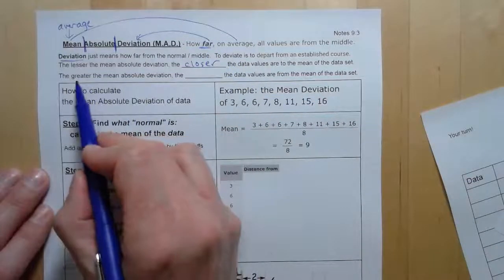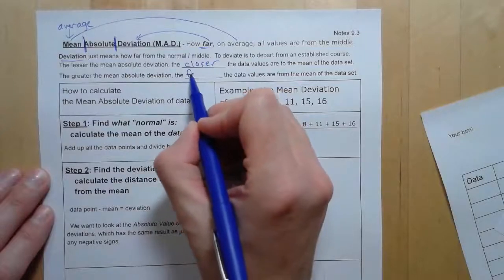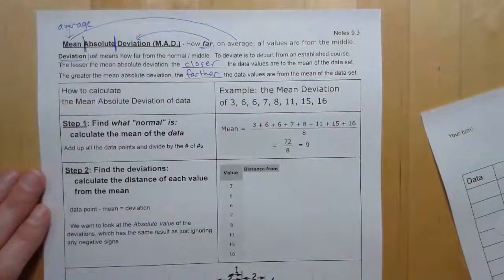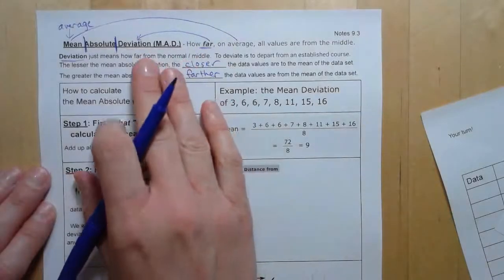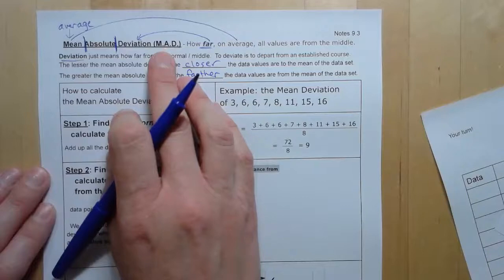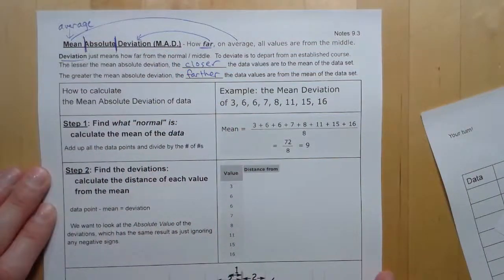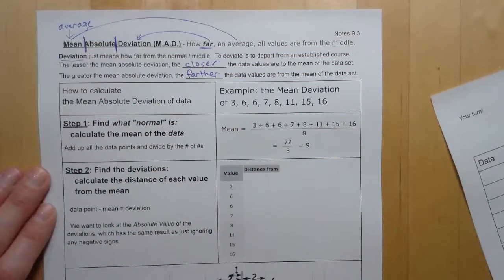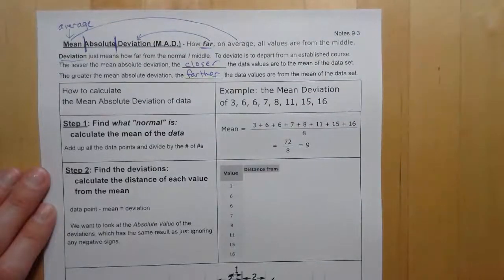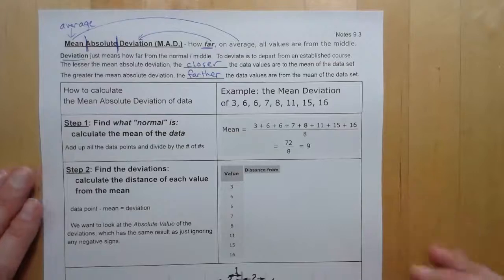But if the MAD is kind of greater, then that means the data is farther from the mean of the data set. So this is not a measure of central tendency, it's a measure of variation, this MAD that we're going to talk about. This is our main note page talking about it. There's one more where we're going to calculate it ourselves as well, one more practice problem over here, but really it's going to be short.